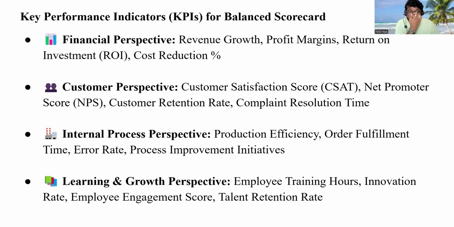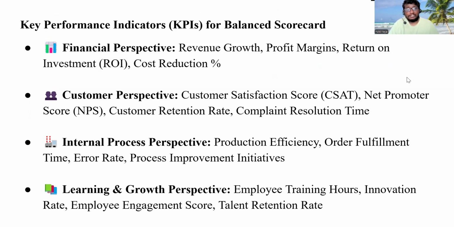In this slide, we will learn about the key performance indicators, or metrics, of the balanced scorecard, starting with the financial perspective. To track the performance of the financial side of the organization, we use key performance indicators or metrics like revenue growth, profit margin, return on investment, that is ROI, and cost reduction percentage. By using these, we track the financial growth and performance of the organization.